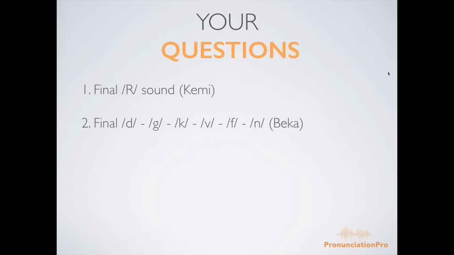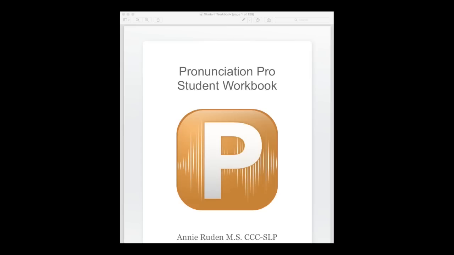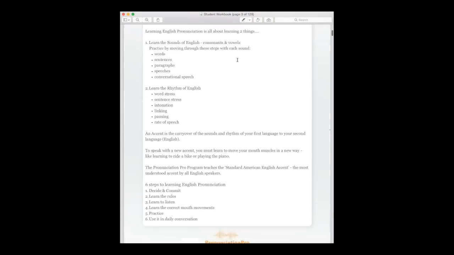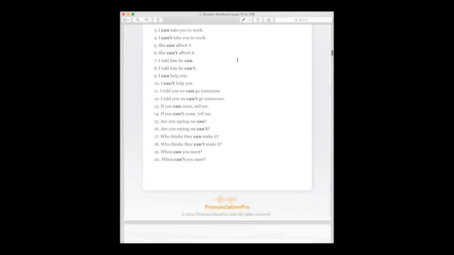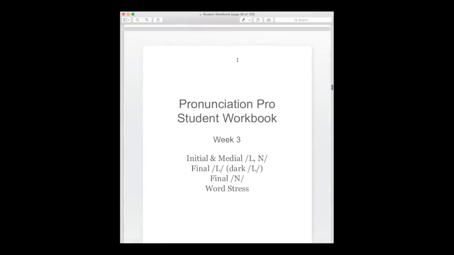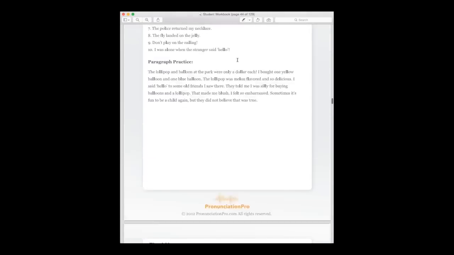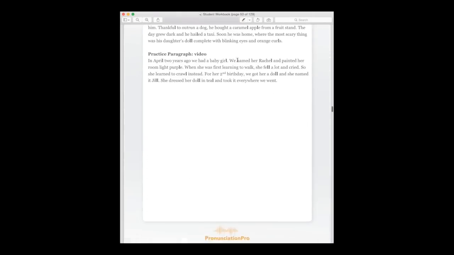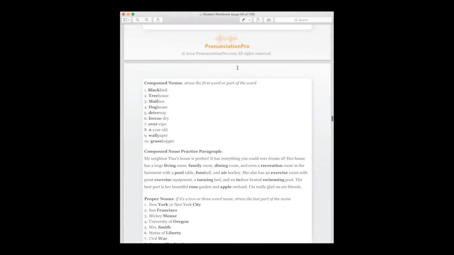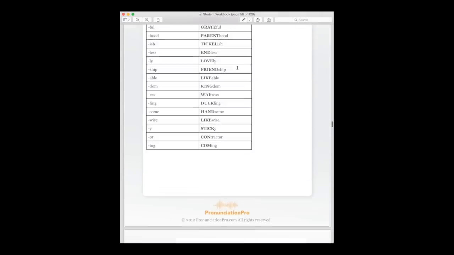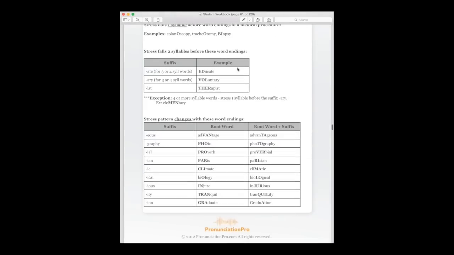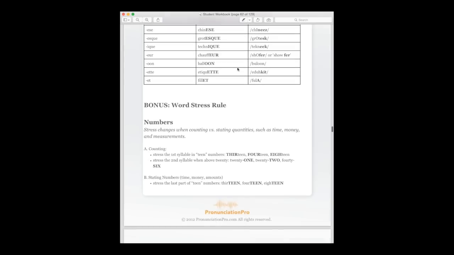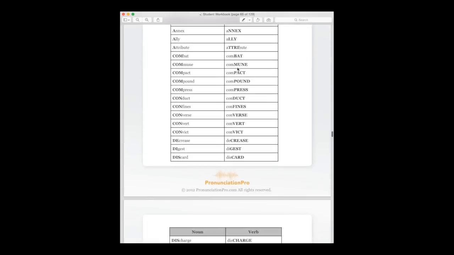So I'm going to actually pull up the worksheet. So it's the final R sound that you're having a hard time with. Are there any specific words that you're thinking, oh, this is so hard for me to figure out how to say this? It's just words like here, sure, just words that have R at the end of it. Okay, so it sounds like you're able to say the sound R, but it's just in that situation where it's at the end of the words that's getting tricky for you.